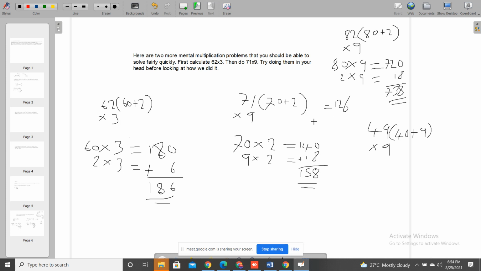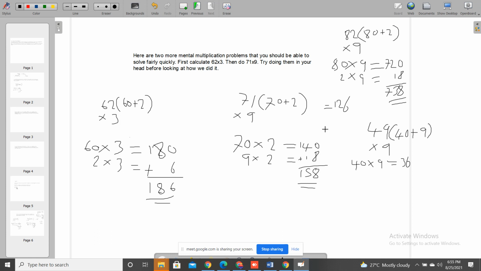Now when you multiply 40 by 9, it means that 4 times 9 is what? 4 times 9. Sir, please can I go to the washroom? Yeah, you can go. 4 times 9 is 36. You have to be fast.